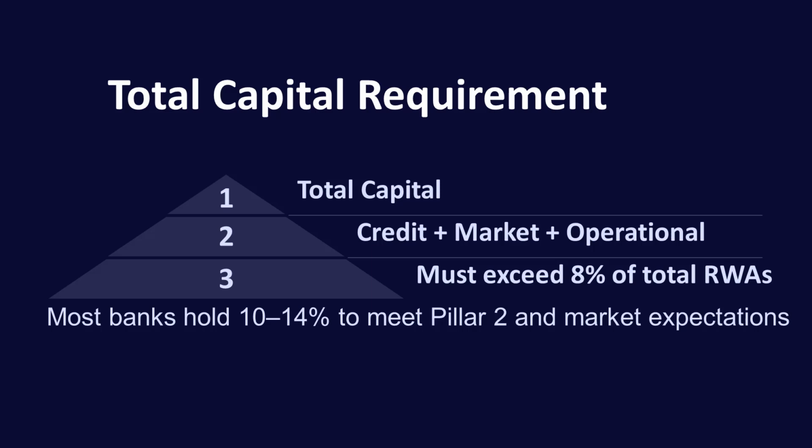Total capital requirement. Once each capital charge is calculated, for credit, market, and operational risk, they're summed up. The bank's total eligible capital must be sufficient to cover the total requirement. In practice, well-capitalized banks aim for a buffer above 8% to remain compliant during stress and meet expectations from Pillar 2 and market stakeholders. Target capital ratios typically range from 10 to 14%, depending on the jurisdiction and the bank's risk appetite.